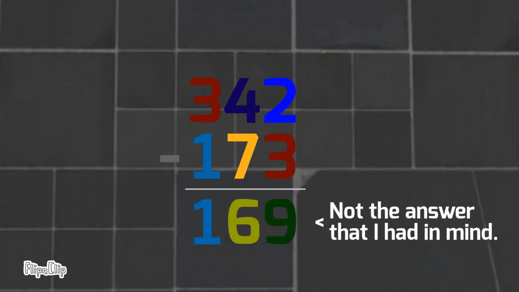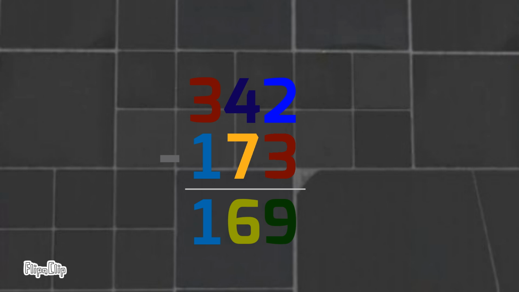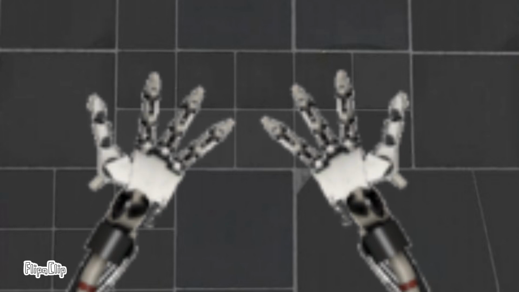Now that actually is not the answer that I had in mind, because the book that I got this problem out of wants you to do it in base 8. But don't panic. Base 8 is just like base 10, really, if you're missing 2 fingers. Shall we have a go at it?